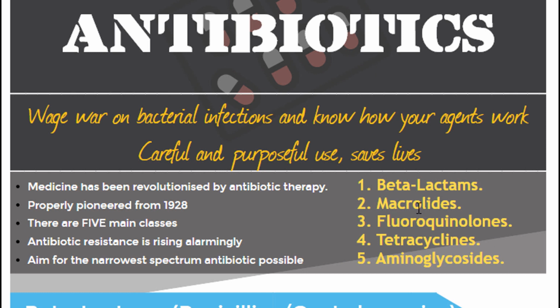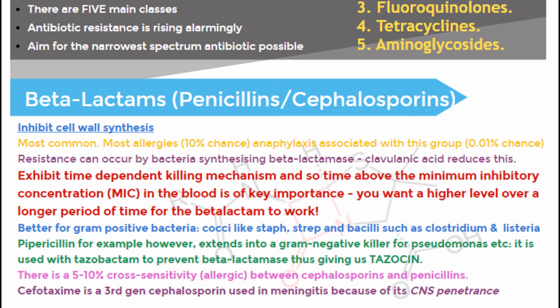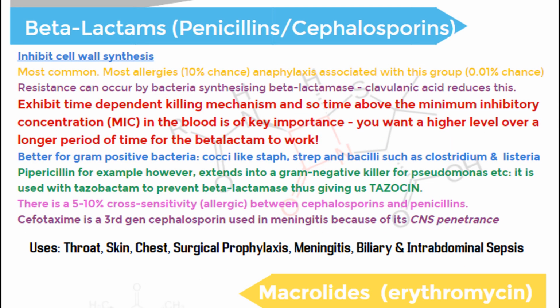So there are beta-lactams, macrolides, fluoroquinolones, tetracyclines and aminoglycosides. They all do different things and some of them have cross-reactivity. With beta-lactams we're talking about penicillins and cephalosporins. They inhibit cell wall synthesis. They are the most common antibiotics and most allergies, with a 10% chance of anaphylaxis associated with this group.